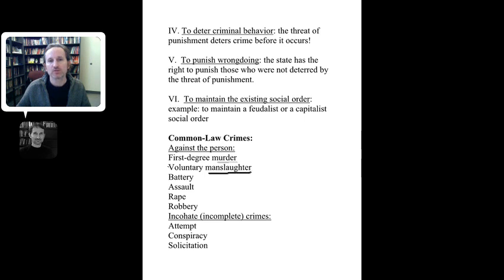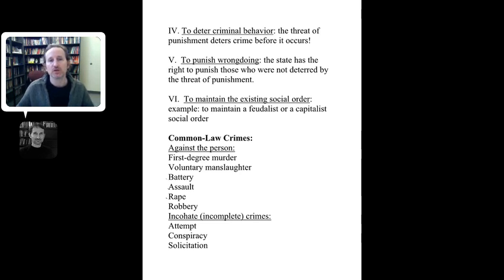Manslaughter is sometimes seen as an accidental type of killing. Again, you'll see those definitions in your textbook. I'd like you to look up the definitions of battery and assault. Those differ from each other a bit. Rape is in the process of changing. The definition is being changed.